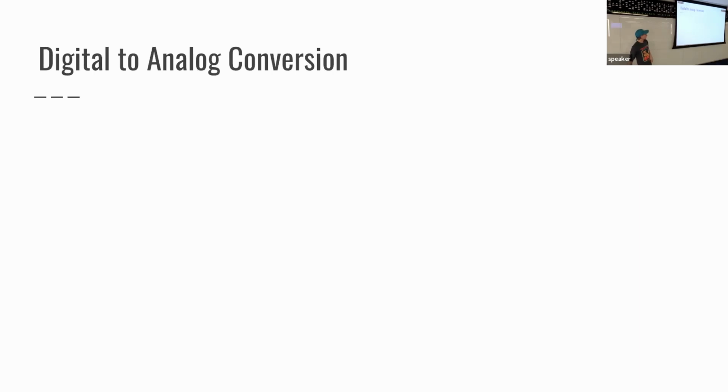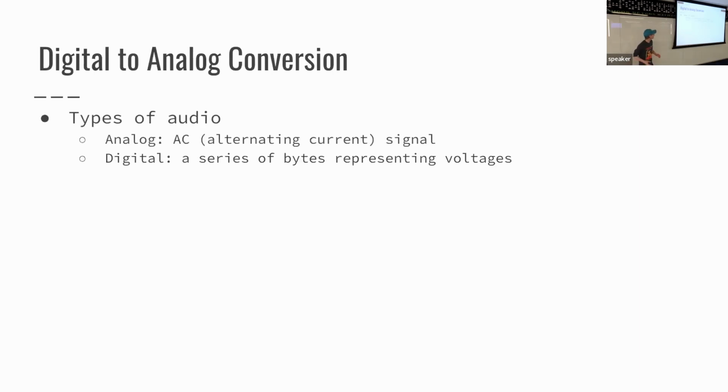That's where digital to analog conversion comes in. The two types of audio in our circuit are going to be analog audio, which is an AC signal, in contrast to DC, which is just one straight line of current. AC is kind of like a big old sine wave that is running at a particular frequency and it's continuous.